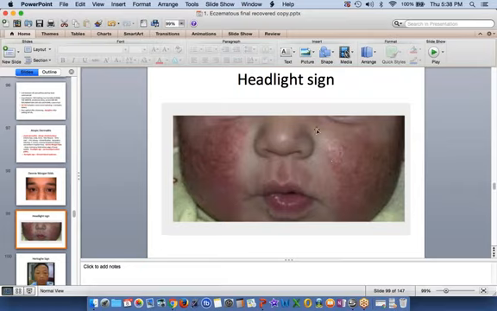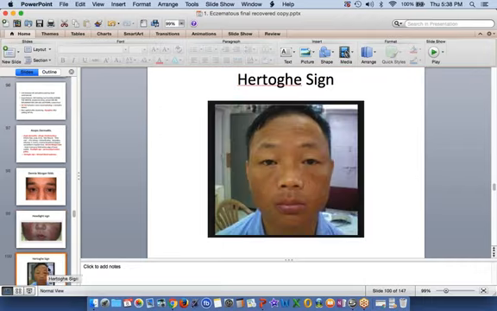Headlight sign is where you could see the paler area right here in the central face going up towards the lids. Here you see the loss of lateral eyebrows with the atopic eczematous, lichenified, inflamed, meaning erythema, and post-inflammatory hyperpigmentation.